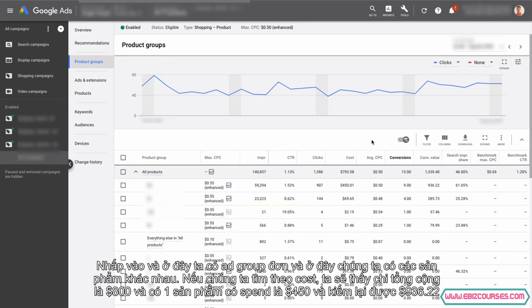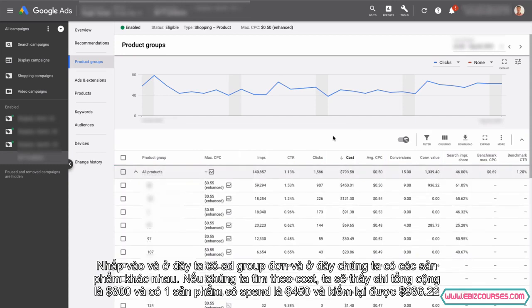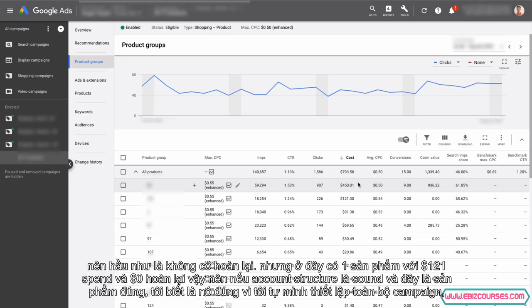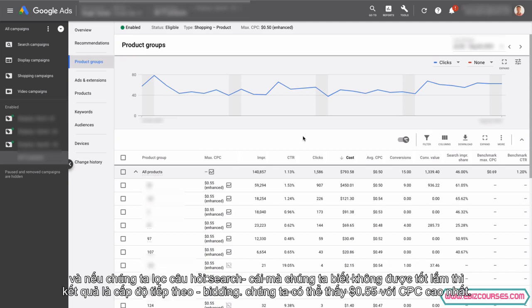If we sort by cost again, we can see here we spent about 800 in total, and there's one product which has about 450 in spend and about 900 in return, so that's barely making the return. But here we see a product with about $121 in spend and not a single dollar in return. So if the account structure is sound, and these are the right products that show up, I know this is, I set this campaign up myself, and we filtered the search queries, which I also know has been done well, then it comes down to that next level, and that's the bidding.